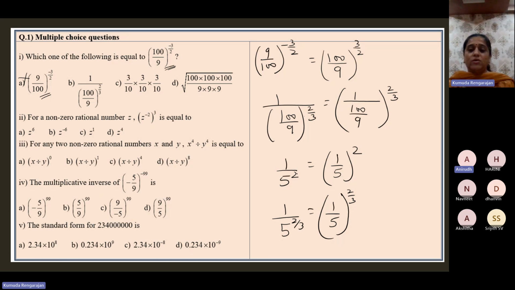Yes, ma'am. 1 by 5 square, because the numerator is 1, you can write it as 1 by 5 the whole square. Similarly, 1 by 5 to the power 2 by 3, because the numerator is 1, you can write it as 1 by 5 the whole power 2 by 3. So in the same way, I write this given expression as 1 by 100 by 9, the whole power 2 by 3. Okay.